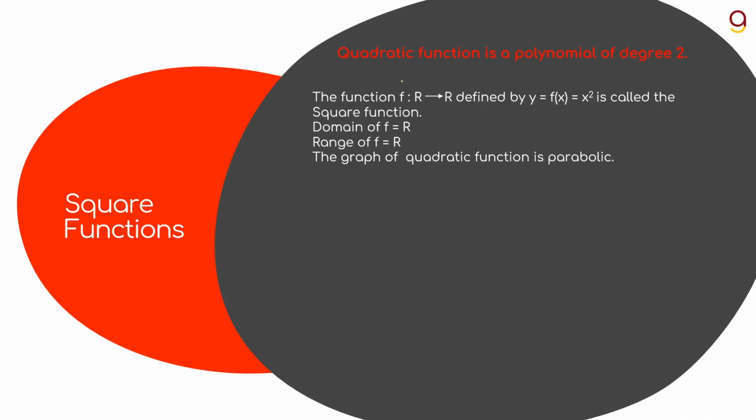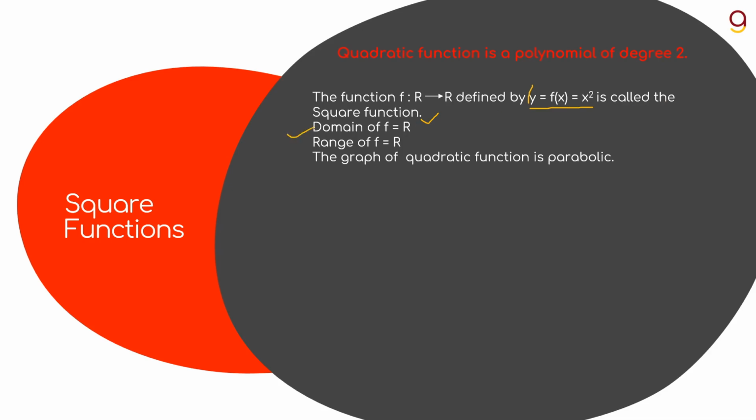Now let's see the quadratic function, which is a polynomial of degree 2. The quadratic function, or we can say the square function. A function f from R to R defined by y is equal to f of x is equal to x square is called the square function. So how is the square function defined? y is equal to f of x is equal to x square is called the square function.